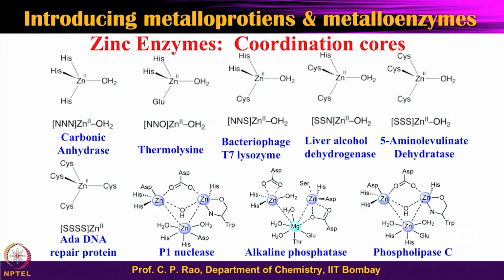Also I explained there are zinc enzymes which have one zinc metal ion, and there are zinc enzymes which have two or more. For example, here you can see that there are 2 zinc, there are 3 zinc, there are 3 zinc, etc. So we have a range of zinc-containing enzymes.